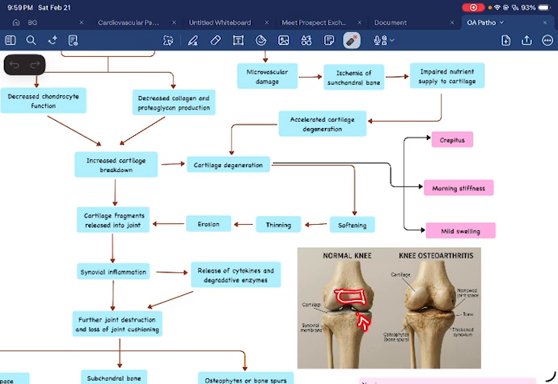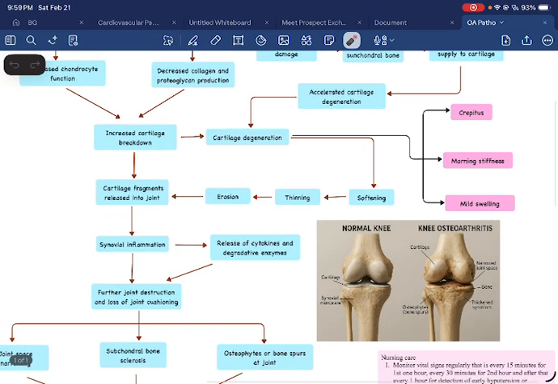This white surface here is the cartilage. When there is no blood supply here, there will be no supply of nutrients to the cartilage. So of course the cartilage will degenerate, or break down by itself, leading to cartilage degeneration. And when the cartilage degenerates, it will cause symptoms in the patient such as crepitus, morning stiffness, or mild swelling of the knee joint.